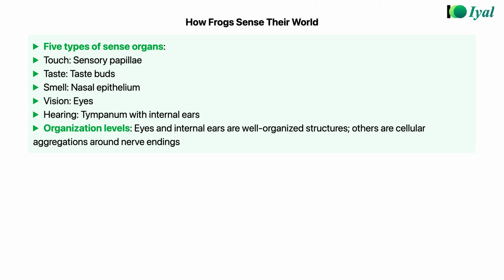Now, these aren't all equally complex. The eyes and internal ears are really well-organized structures with complex anatomy. The other sense organs are simpler. They're basically cellular aggregations around nerve endings. But they all work together to give the frog a complete picture of its surroundings.